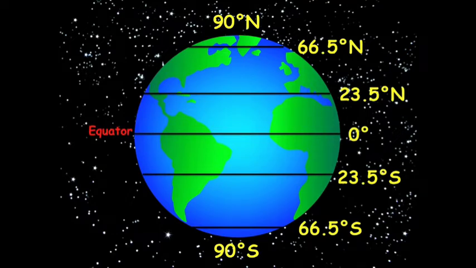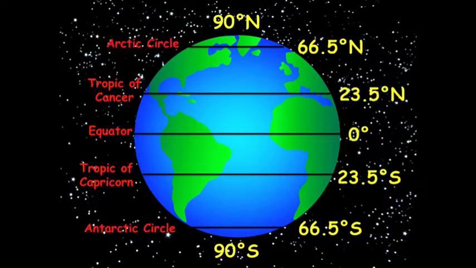But as we move further from the equator, as we move north and south, we're eventually going to get to the tropics. And 23.5 degrees north is known as the Tropic of Cancer, while 23.5 degrees south is known as the Tropic of Capricorn. As we move further from the equator, we're eventually going to get to 66.5 degrees north, which is known as the Arctic Circle, and 66.5 degrees south, which is known as the Antarctic Circle. You should already know what 90 degrees north and south are. That is the North and South Pole.